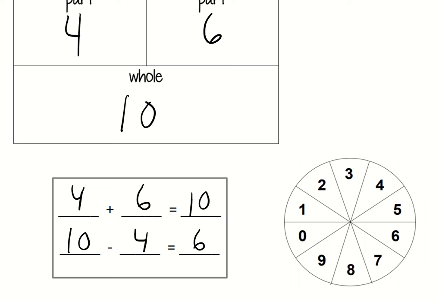When you guys do relating addition and subtraction, you cannot use any other number besides the ones that are given. So you can't say 10 minus 6 equals 5 because that is nowhere up in here. You can only use the numbers 4, 6, and 10.